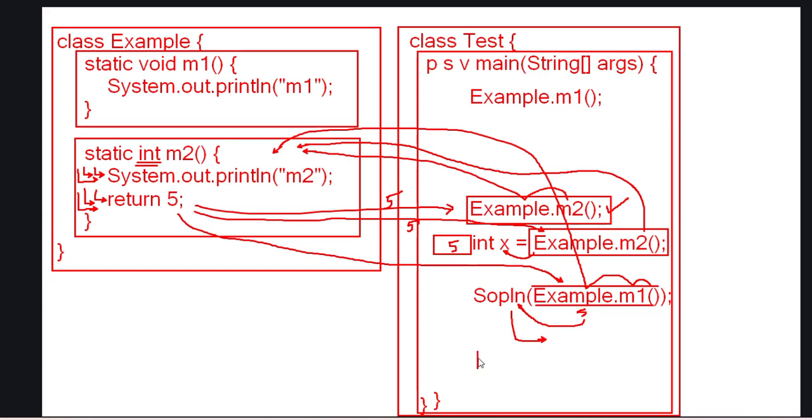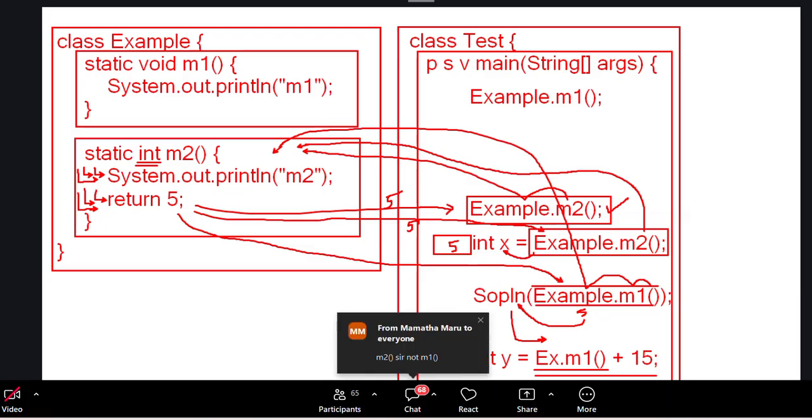Now I am writing one statement. Is it allowed or not? Int y equal to example.m1 plus 15. Is it allowed? I am calling the method as an operand in the expression. Up to now you have seen 10 plus 20 with literals directly. Also you have seen variables a plus b. Now I am using a method call plus 15. Is it allowed or not allowed?